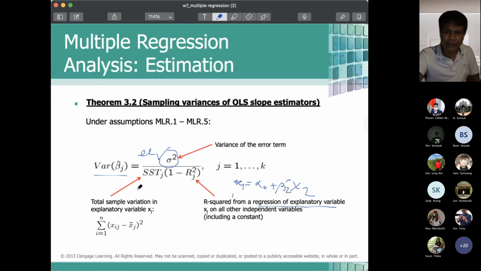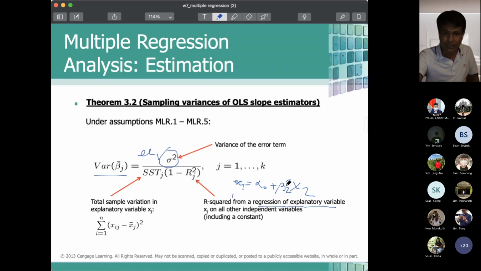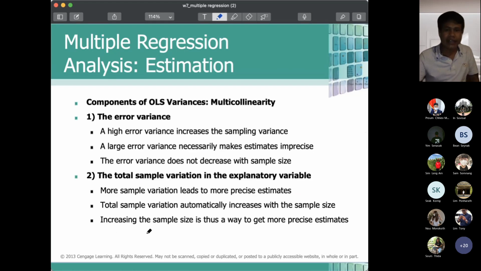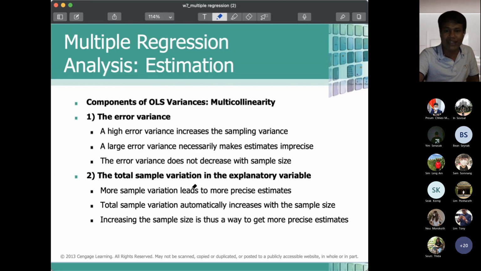But for the SST, the total sample variation in the explanatory variable, which is the summation of xij minus xj bar squared, more sample variation leads to a more precise estimate. What do we say here? If we have a larger denominator SST, we have lower variance. Unlike the variance of the error term, where a larger value makes the variance of the estimate larger, here, because SST is the denominator, a higher SST gives a lower variance of the estimate, which leads to a more precise estimate.